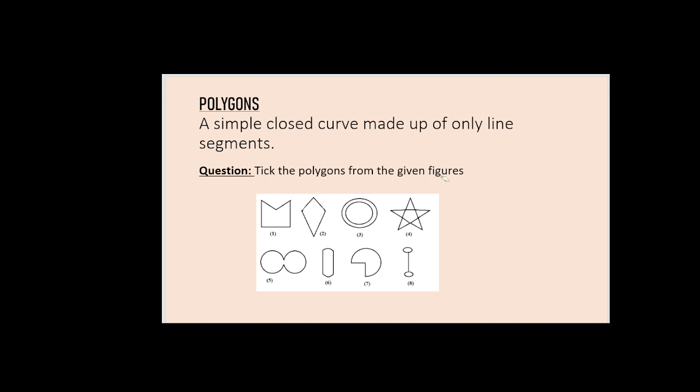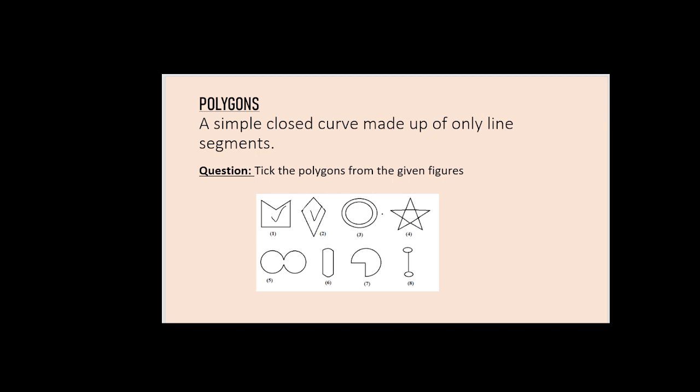Take the polygon from the given figure. Here, 8 figures are given. If you see, the first one is a closed curve. It is simple and it is made up of line segments. Hence, the first figure is a polygon. Second one. Again, the second one is a closed curve, simple and made up of line segments. So, the second one is also a polygon.